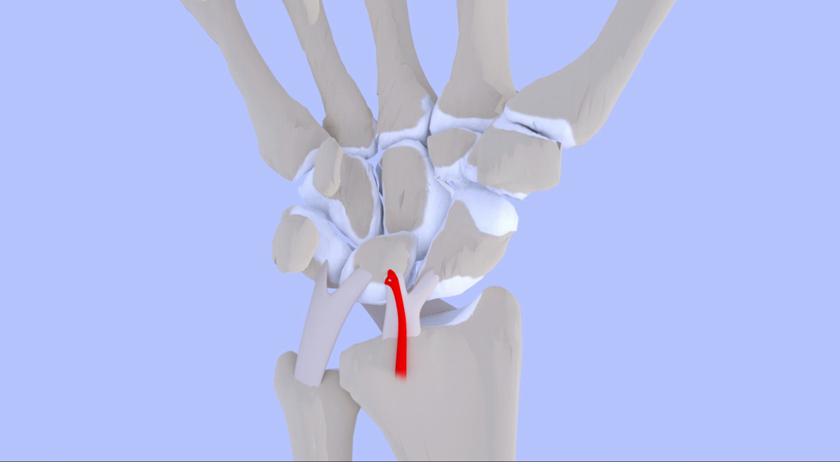Kienböck's disease is also associated with wrist injuries and ligament instability. The blood vessels may be pulled away from the lunate when the wrist is sprained.